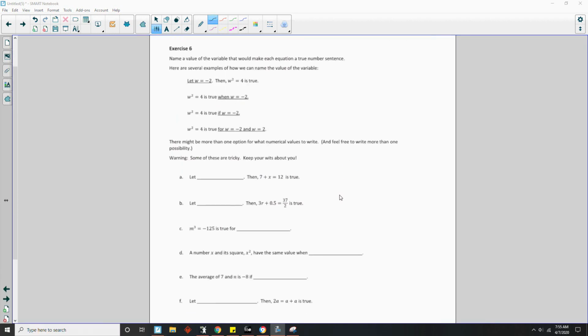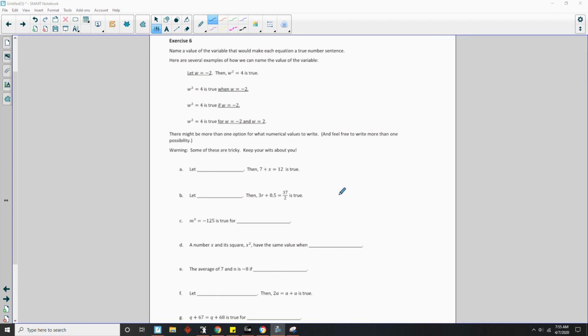Okay, page 6 brings us to exercise 6. Name a value of the variable that would make each equation a true number sentence. Here are several examples of how we can name the value of a variable. So we could say, let w equal negative 2. Then w squared equals 4 is true. Negative 2 squared is 4. "w squared equals 4 is true when w equals negative 2" is another way of saying that. "w squared equals 4 is true if w equals negative 2." "w squared equals 4 is true for w equal to negative 2 and w equal to positive 2."